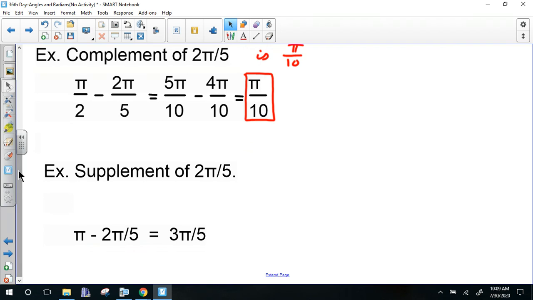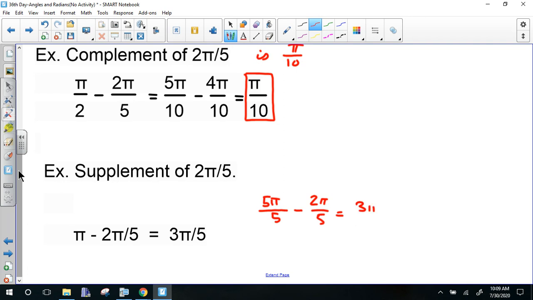For the supplement, I want to subtract 2 pi over 5 from pi. If I do that, I make 1 pi, put it in terms of a denominator of 5, and subtract 2 pi over 5. 5 minus 2 is 3. So I get 3 pi over 5.